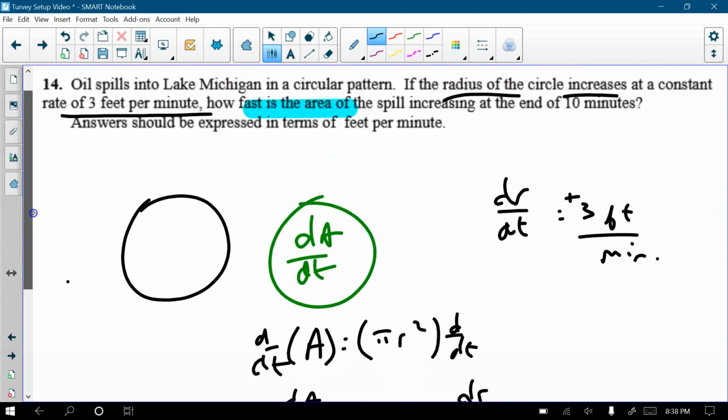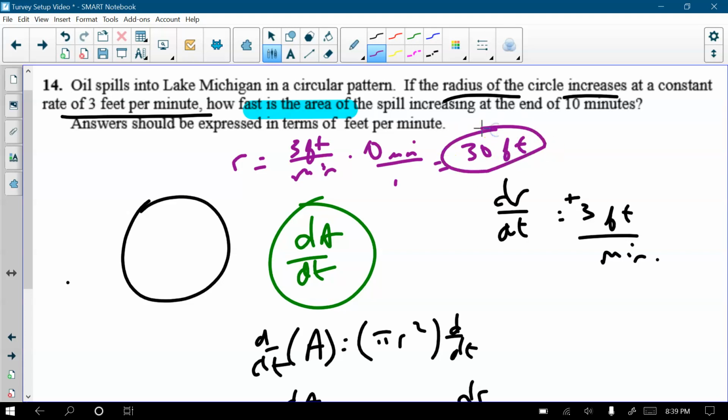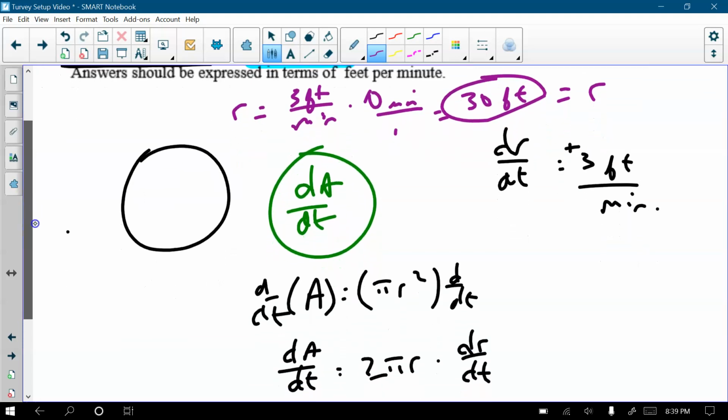So what is my r value? Well, it says that r is increasing at a constant rate of 3 feet per minute. Okay? And you can assume that at the beginning, there was no radius of a circle. So at 3 feet per minute for 10 minutes, r is 3 feet per minute for 10 minutes. Well, that's going to give me 30 feet. Okay, so your radius is 30 feet. And now you have enough information to be able to solve the problem. That was slightly trickier. I like it.